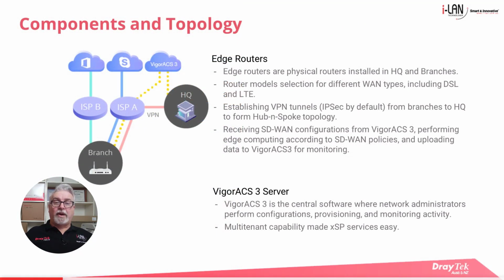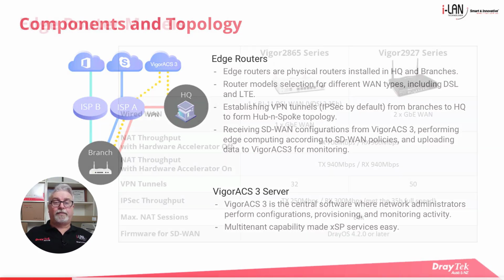DrayTek now has its own range of edge routers which handle the different types of WANs, for example VDSL, Ethernet, LTE, USB and wireless WAN, and they utilise VigorACS 3 as the central monitoring package to perform configurations, provisioning and monitoring activities. ACS 3 has multi-tenancy built in, which means that each customer site shares the software application and a single database, but each tenant's data is isolated and remains invisible to other tenants.